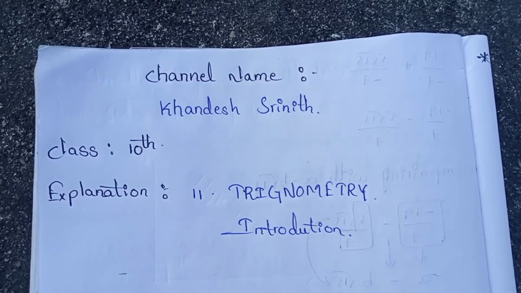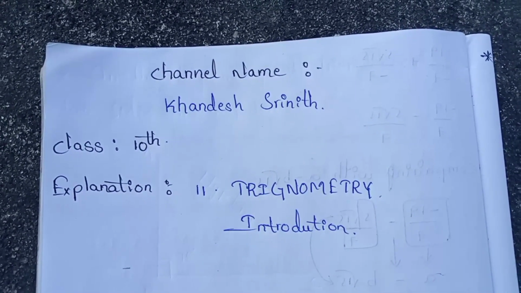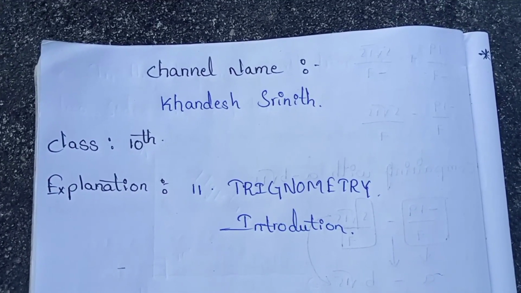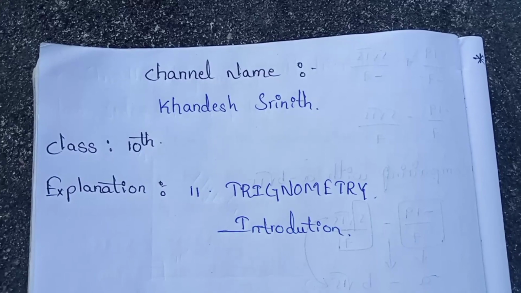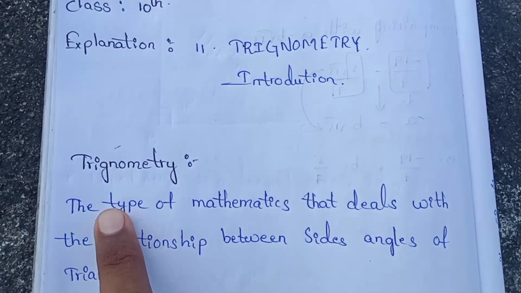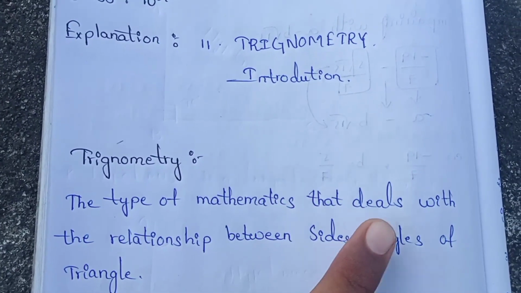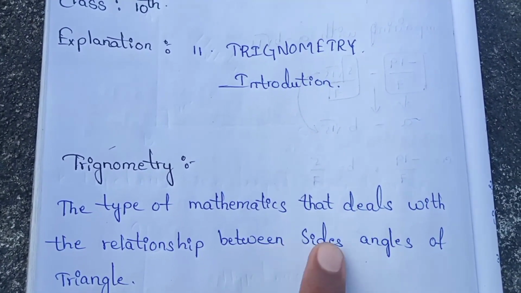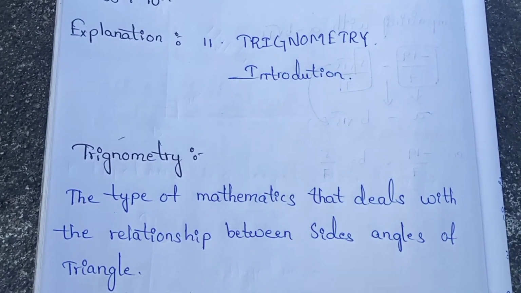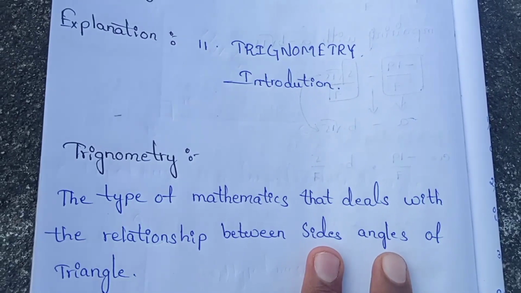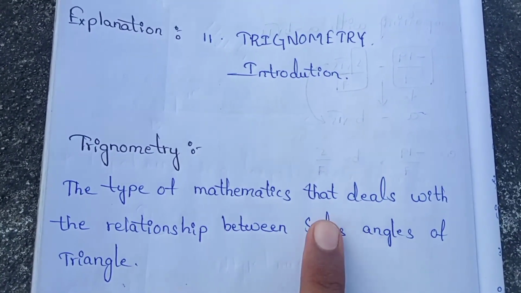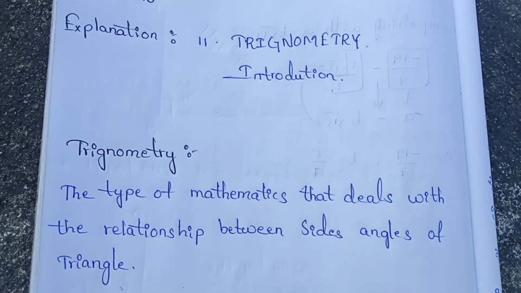See here, before going into the session, I want to explain what trigonometry is, which we are going to deal with. What is meant by trigonometry? It is the type of mathematics that deals with the relationship between the sides and angles of a triangle. Before that, let's see what a side is and what an angle is.